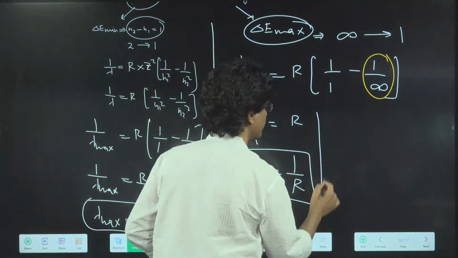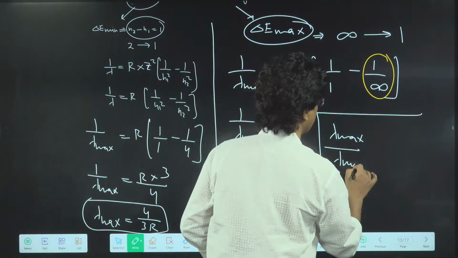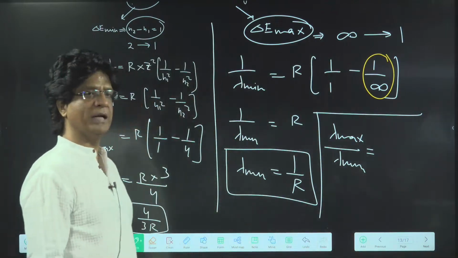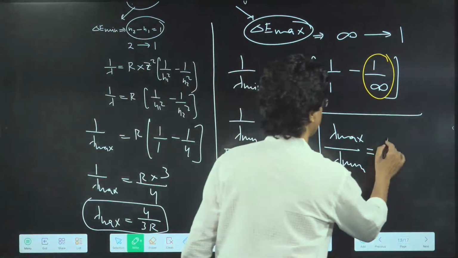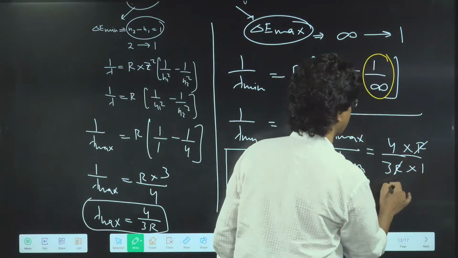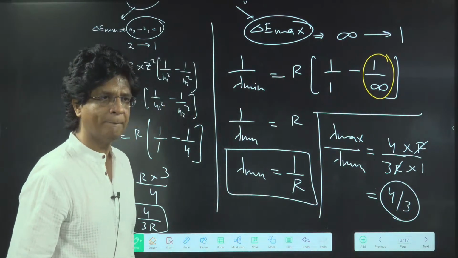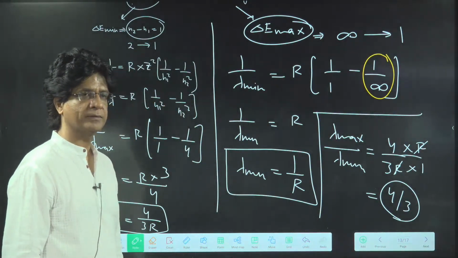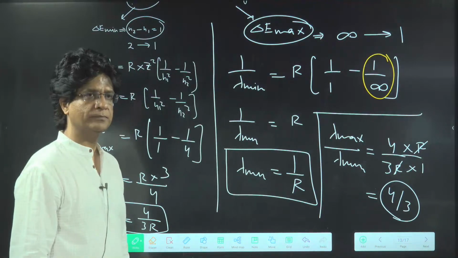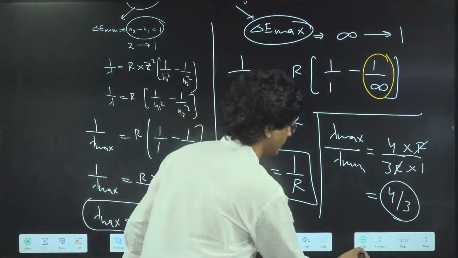They can also ask you to find lambda max upon lambda min in the Lyman series. Lambda max upon lambda min. So you can do that: 4 by 3R and 1 by R. So R cancels. This will be 4 by 3. It will be 4 by 3. Yes or no? Good.